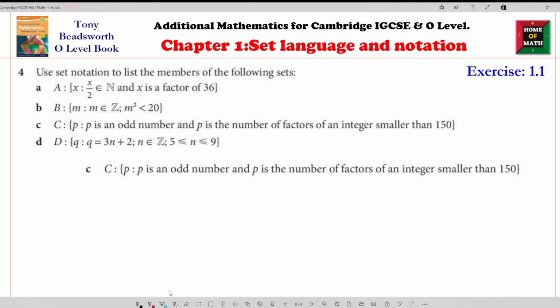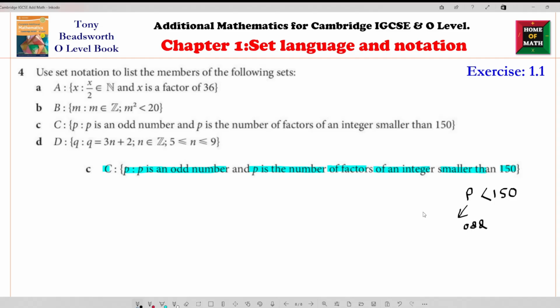Number C is very interesting and also a little bit complex. C is a set of P such that P is an odd number and P is the number of factors of an integer smaller than 150. We have to find the kinds of number which are less than 150, but for that number we have to find the factors and the count must also be odd.